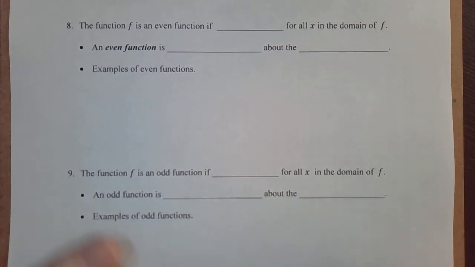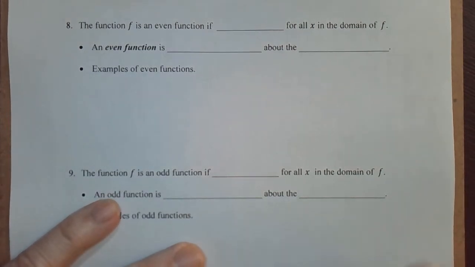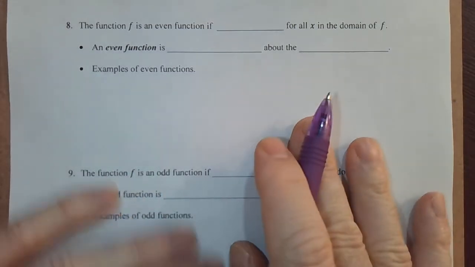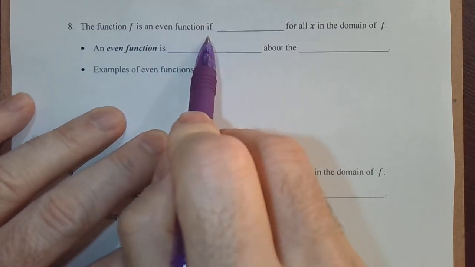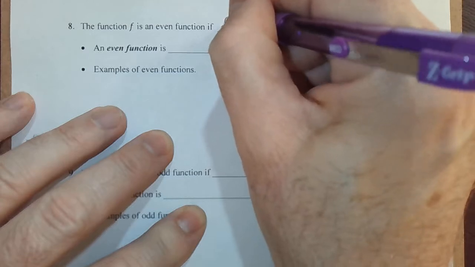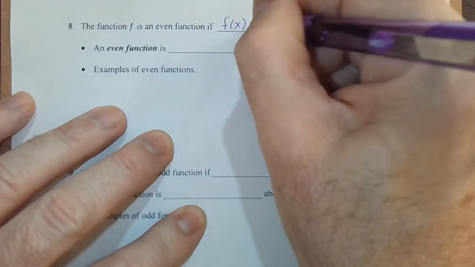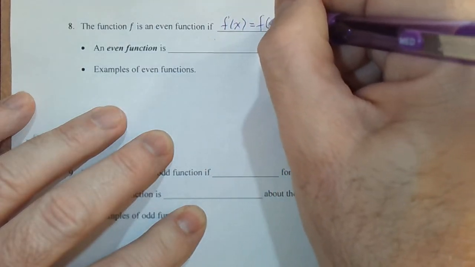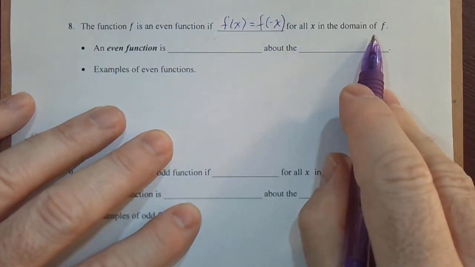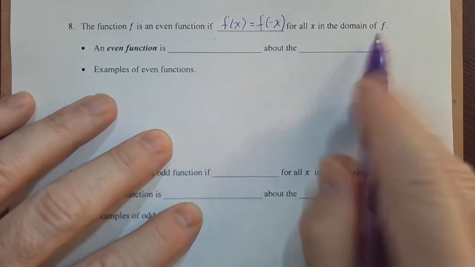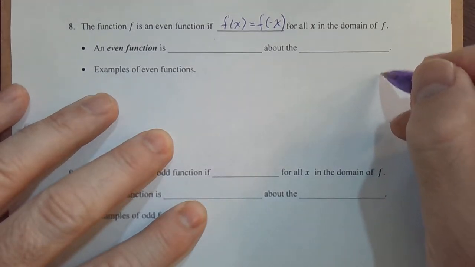Well, in the last video of this section, we're going to talk about even functions and odd functions. So let's define what an even function is. The function f is an even function if f of x is equal to f of negative x for all x in the domain of f. So let's see if we can figure out what that means.